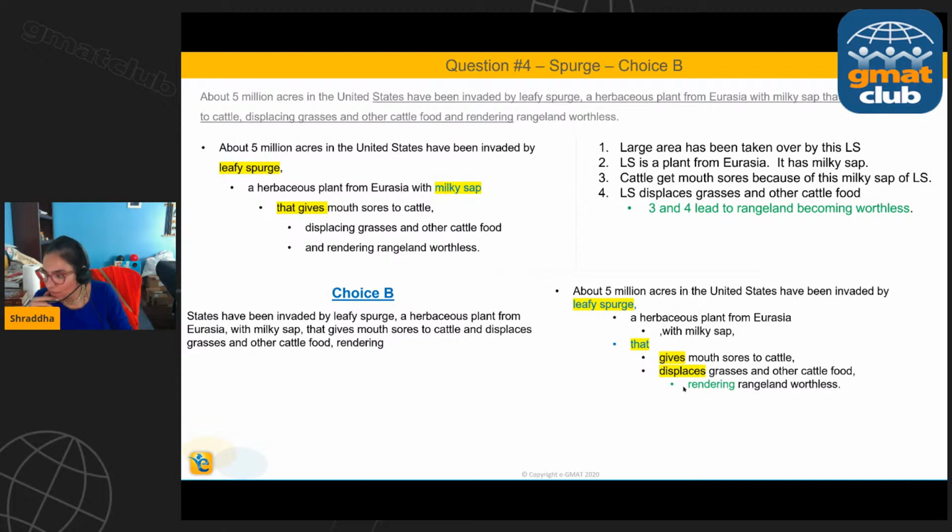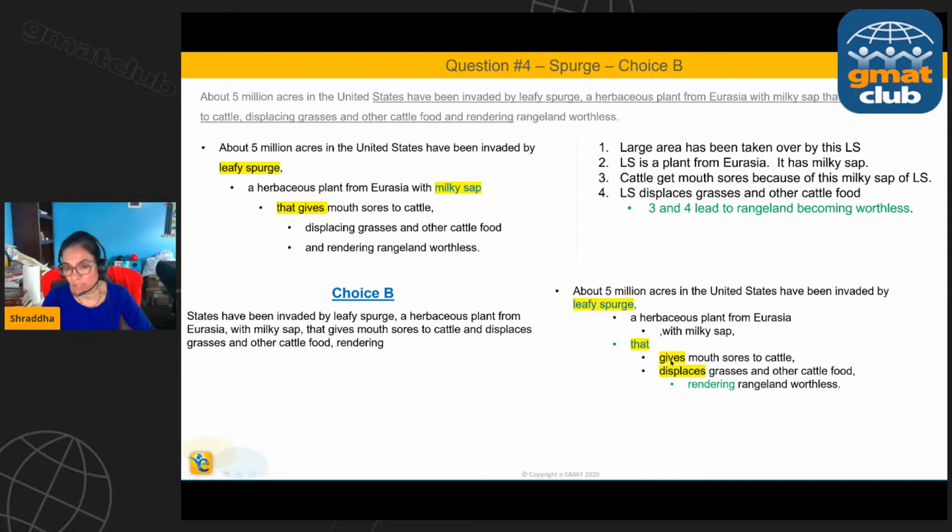Anybody? Any takers? Do you think that there is a meaning change? Because this choice is now saying that leafy spurge... Sap gives sores. Okay. So Jaideep, and plant displaces grasses. Okay. No, that is not... So Jaideep and Anmol, I'll address that question. Yeah, I understood that you're saying that sap gives sores, but you're saying that plant displaces grasses. I mean, grammatically, that is not possible, what you're saying, Jaideep.